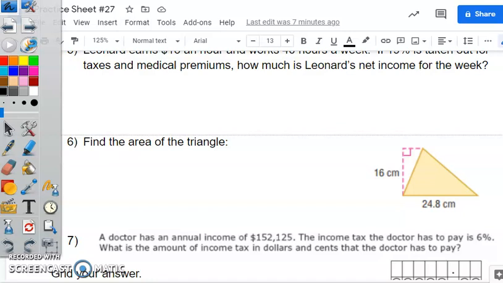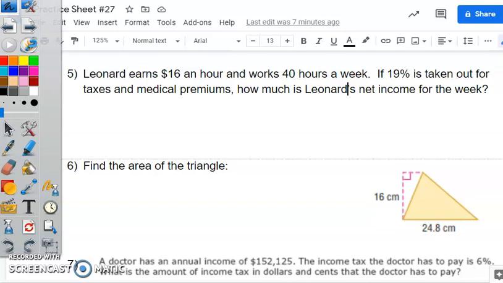Hey guys, we are going to do 2 or 3 more problems together. I want to read number 5 to you. This looks just like the question we did the last time we did a practice sheet, except our numbers are a little different. This says Leonard earns $16 an hour and works 40 hours in a week.